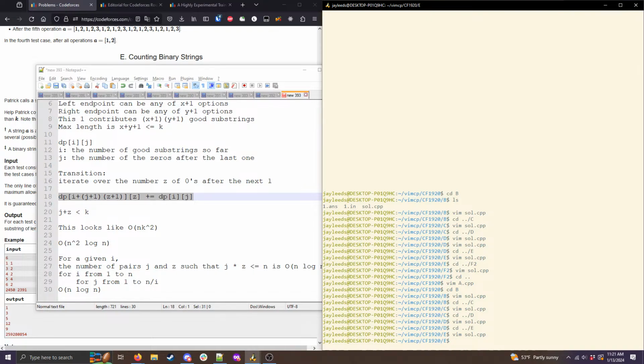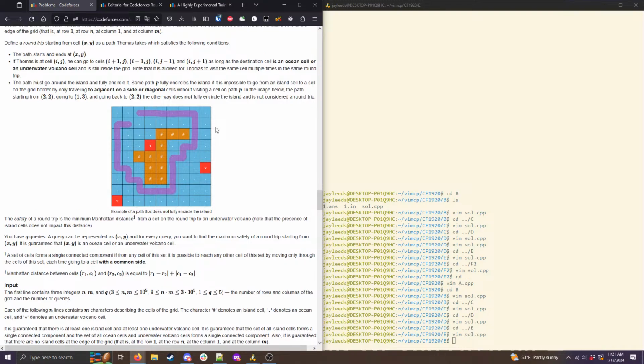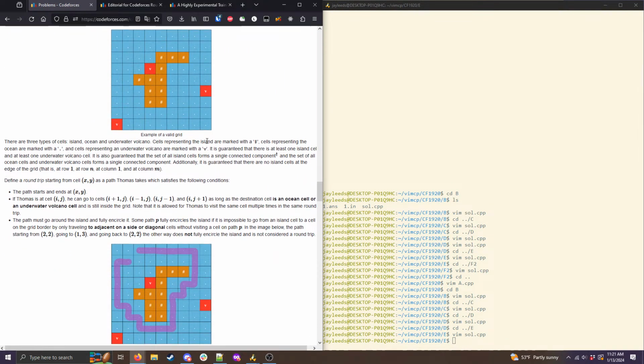Okay, let's move on to problem F. So F1, I knew how to do. I just decided not to implement it to try and solve F2. So the statement's a little bit long. We have 3 types of cells. We have an island, an ocean, and an underwater volcano.